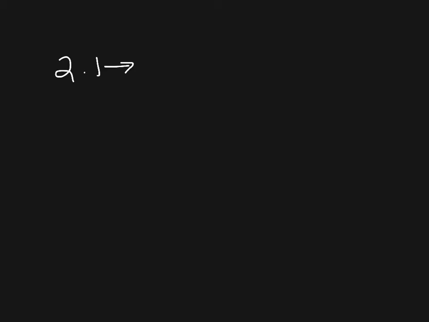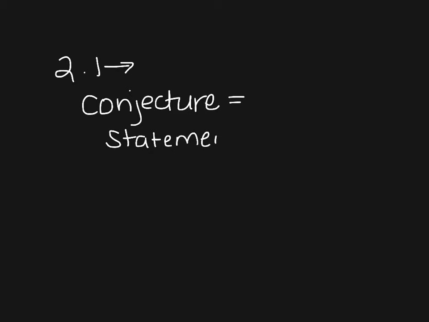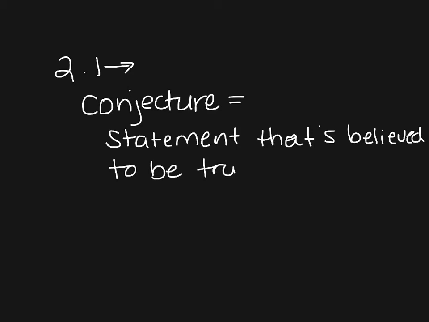So chapter 2 is your conditional statements. In chapter 2, section 1, you got introduced into what a conjecture is. And this is a statement that's believed to be true based on reason.